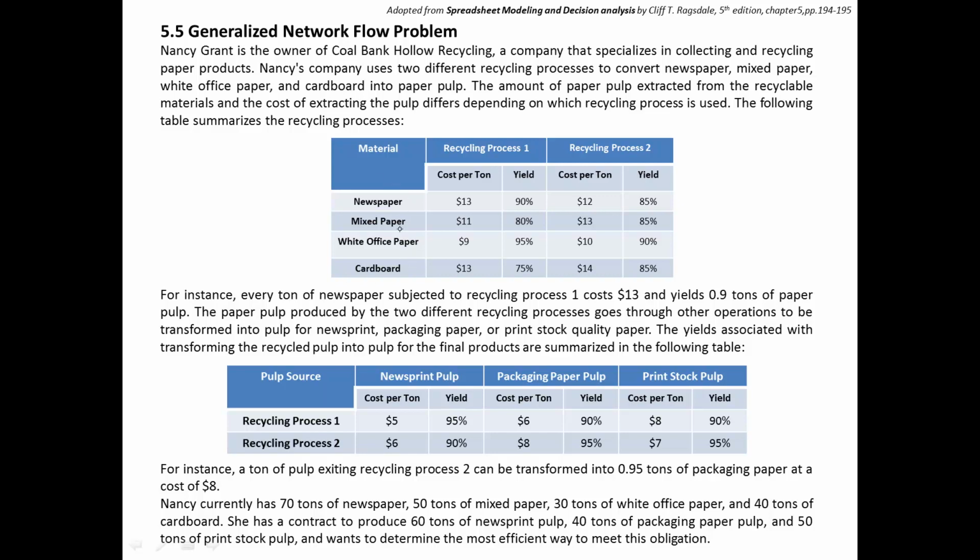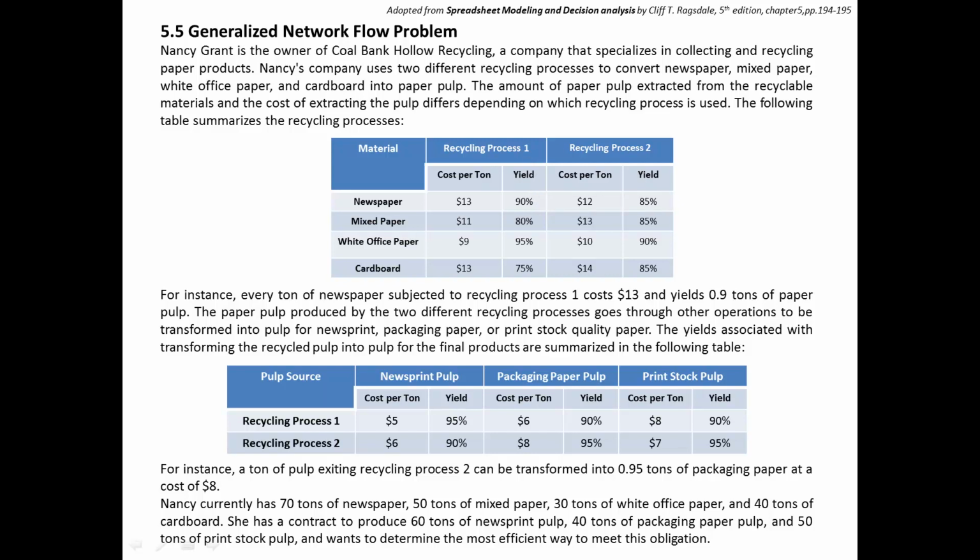These different paper products go through two different steps in each recycling process. In the first step, they will be recycled into just paper pulp. Each type of paper material has a different yield in the two recycling processes. For example, each ton of newspaper that goes through the first step of recycling process 1 will have 0.9 ton of paper pulp as the yield.